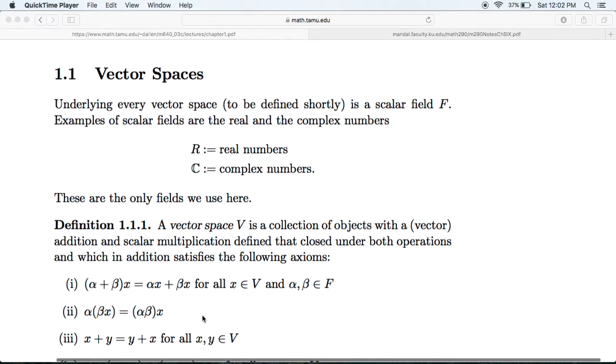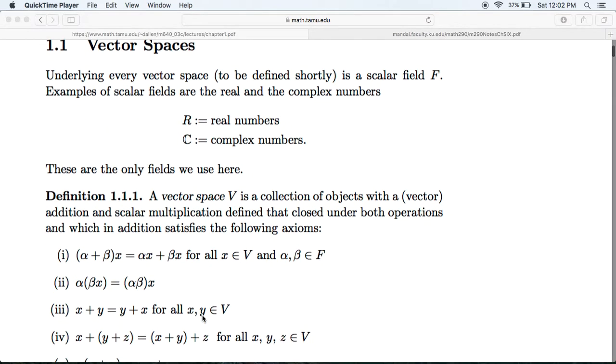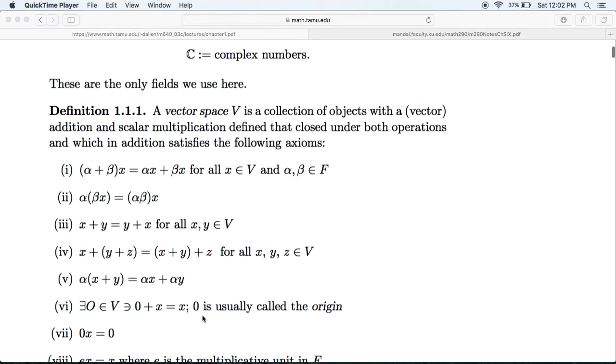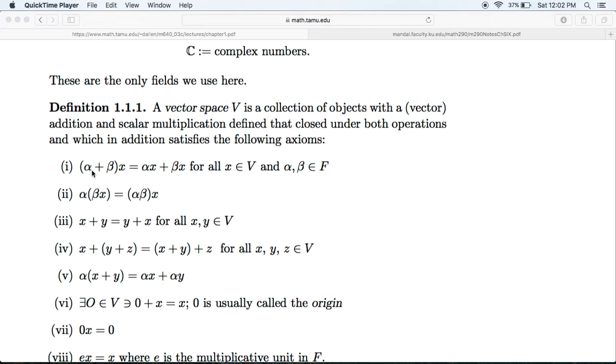So, these closure properties can be stated as follows. When alpha and beta are scalars, then (alpha plus beta) x is alpha x plus beta x for all vectors x in this vector space V. There is an associativity linked to scalar multiplication, which is this.